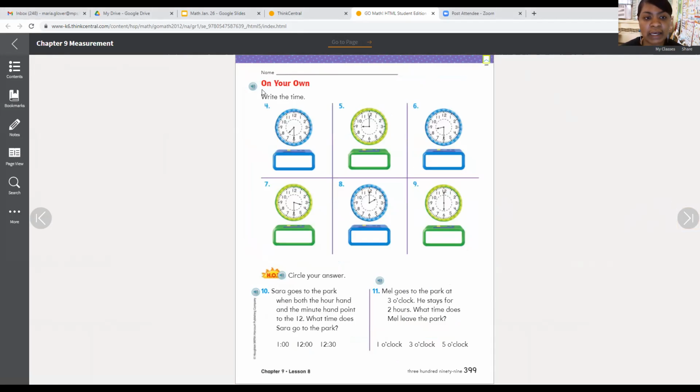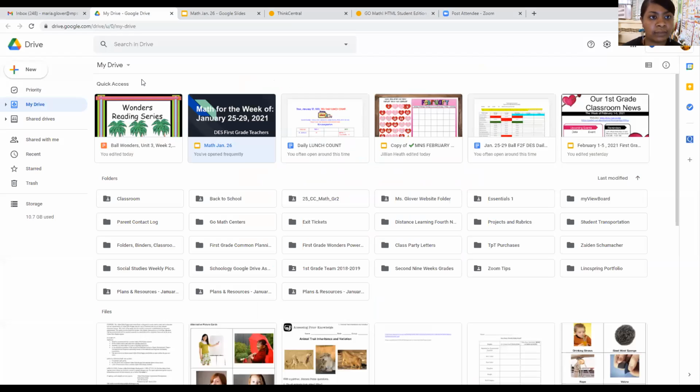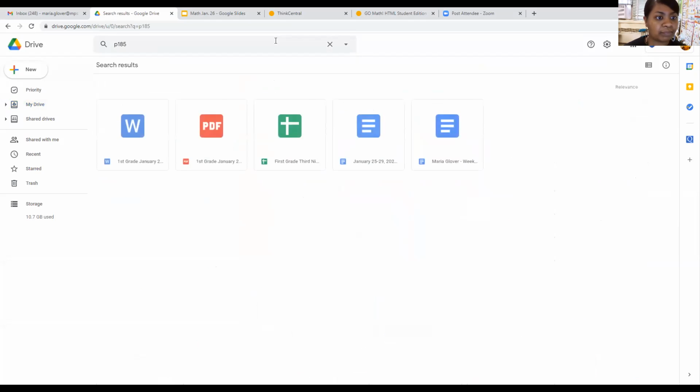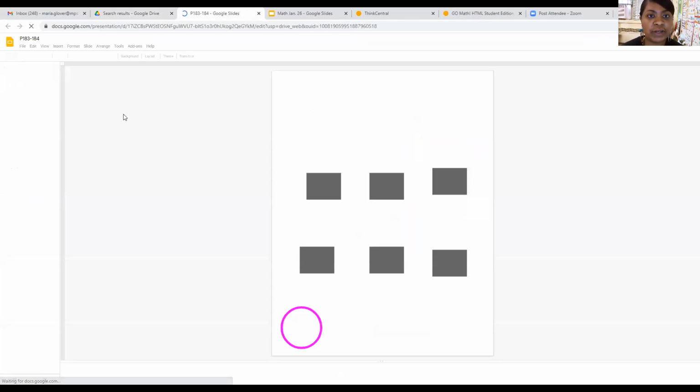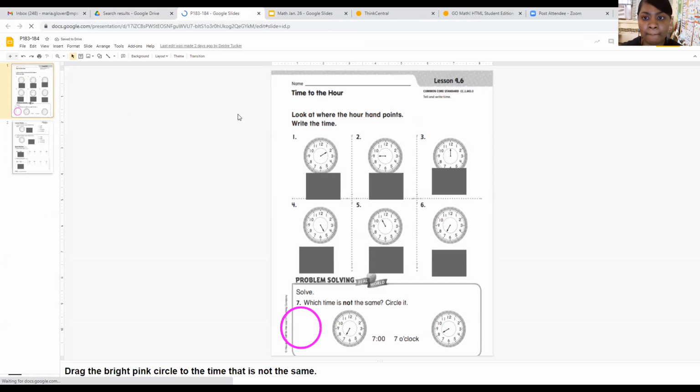All right, so what we're going to do now, we are going to turn the page and you can practice 4, 5, 6, 7, 8, and 9 on your own on page 399. Now I'm also going to show you your assignment for today. And it is page P187. So let me get that.